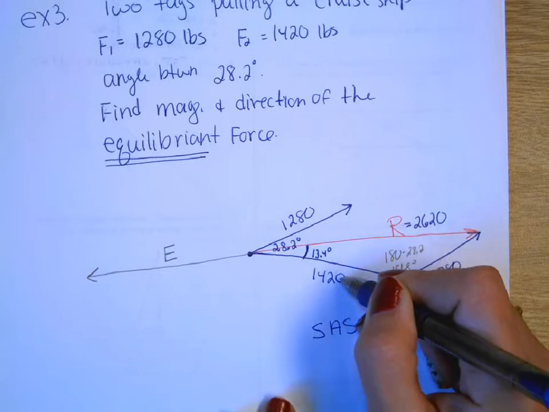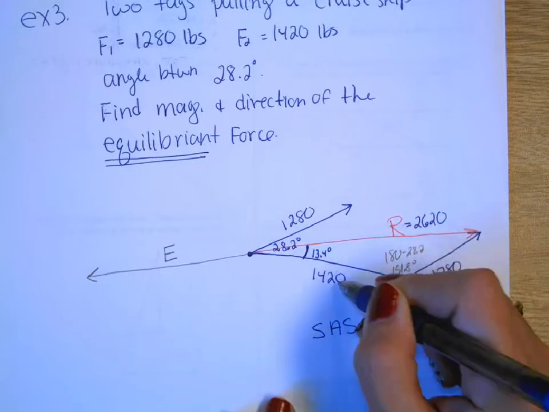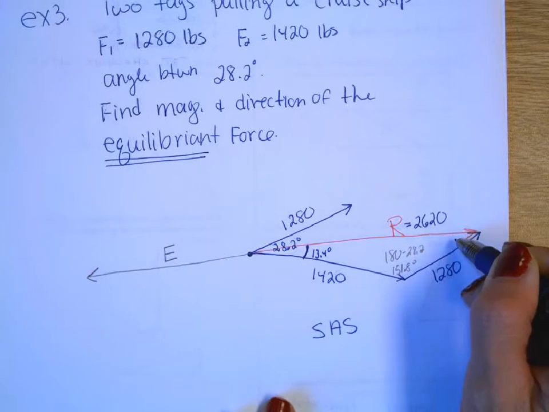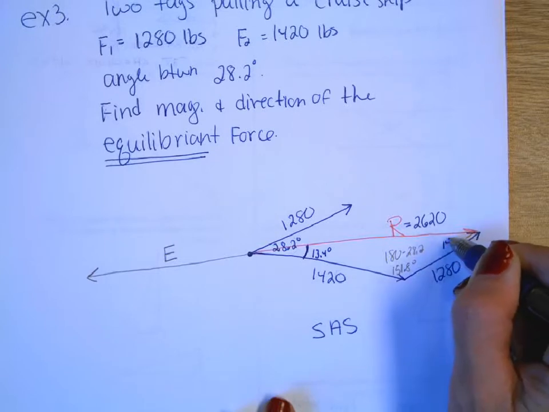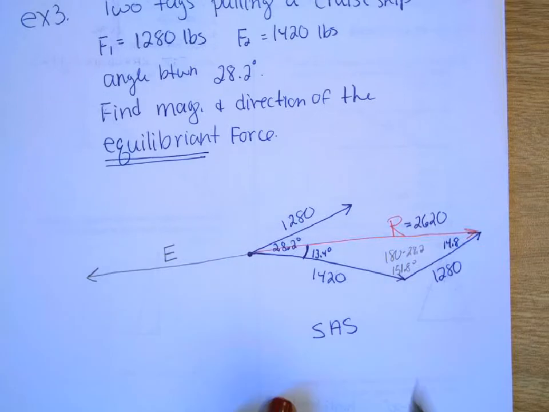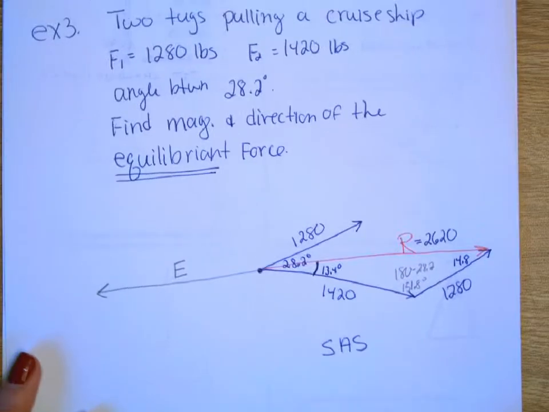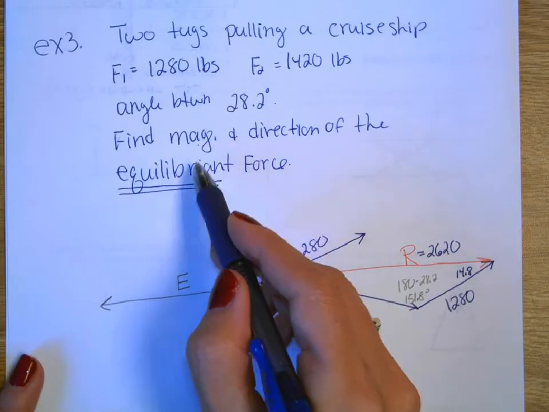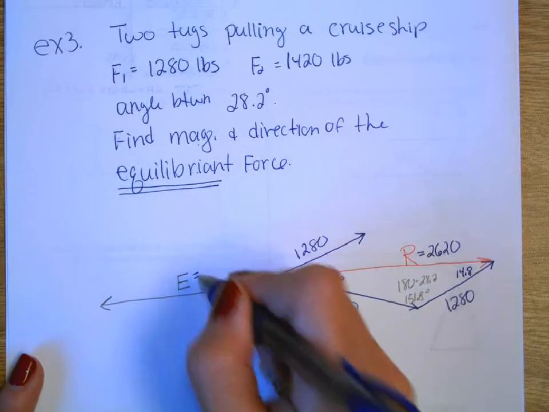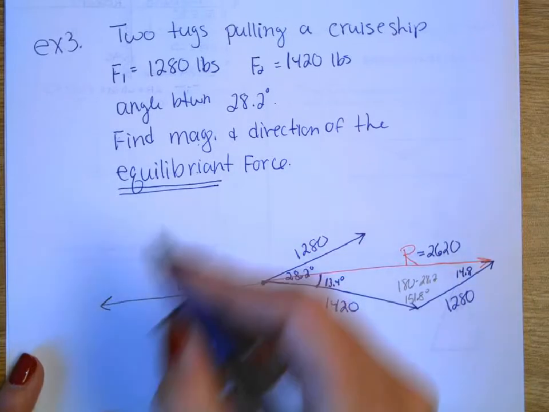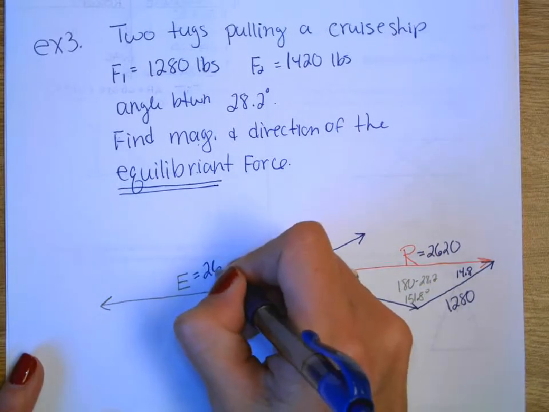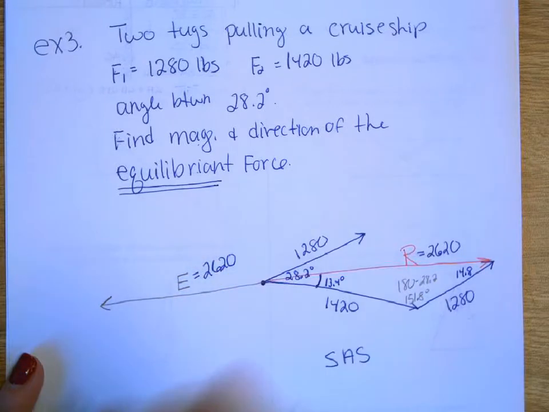Oh, okay, we're looking at that. Yep. You're looking at the program, and then the big, what's the other bigger angle? You might as well give me that too. 14.8. Okay, so the question said, find the magnitude of the equilibriant force. How much force does this equilibriant have? 2620. Well, no, they don't do the negative business.